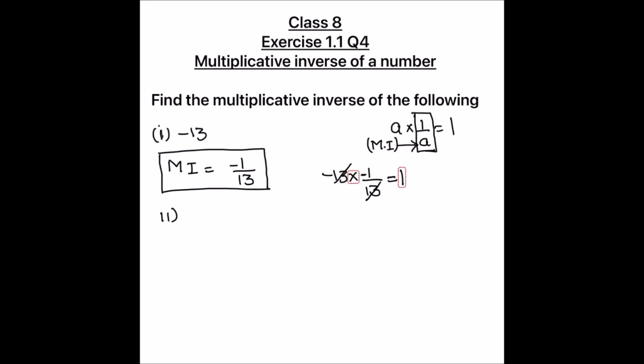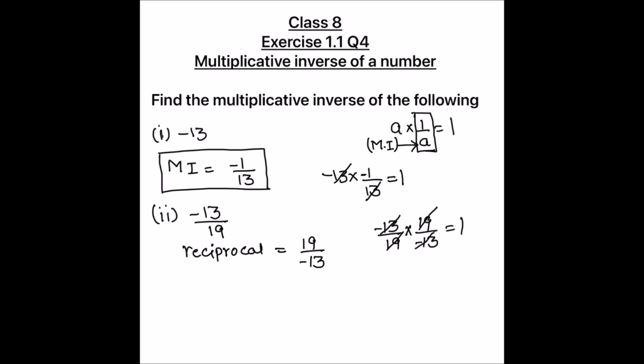Let's find the second one, which is minus 13 upon 19. Here too we are going to take the reciprocal of this number. To find the reciprocal we just need to change the numerator to denominator and denominator to numerator. So the reciprocal will be 19 upon minus 13. This will be the multiplicative inverse. Let's check it. Minus 13 upon 19 times 19 upon minus 13. This whole thing will be cancelled and we'll get 1. So the multiplicative inverse is 19 upon minus 13.